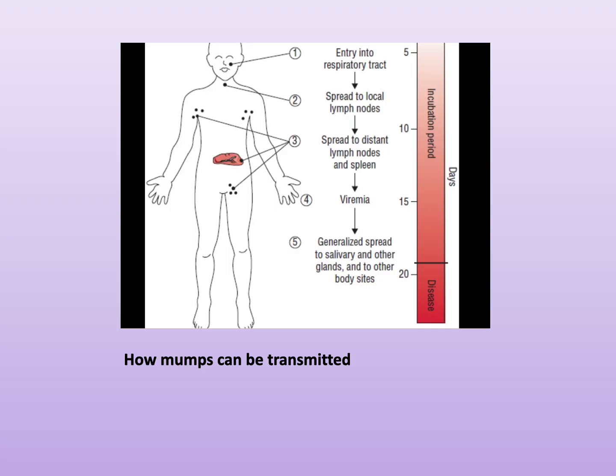It's a photo of how it kind of starts. So it enters into that respiratory tract, like we were saying, spreads to the local lymph nodes, which are right in your neck, and then it spreads down to the other lymph nodes that you have throughout your body, goes into the spleen, and then the viremia, which is inside of the reproductive organs, and then it generalizes, and it'll spread to the salivary glands and then the other body sites. So it incubates for 5 to 15 days inside your body, and then on day 20 you can see the true symptoms of this disease.